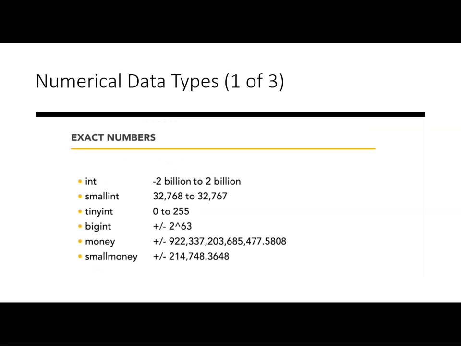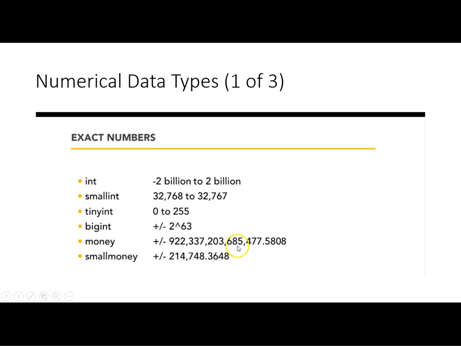Numerical data types come in these forms and a couple of others. So these are exact numbers. The integer type, which as you can see goes from about minus 2 billion to plus 2 billion. We have small int, which, and I have a typo here, it's supposed to be from minus 32,768 to plus 32,767. There is tiny int, which only represents the first 256 numbers from 0 to 255. We have big int, which as you can see goes to very large numbers.